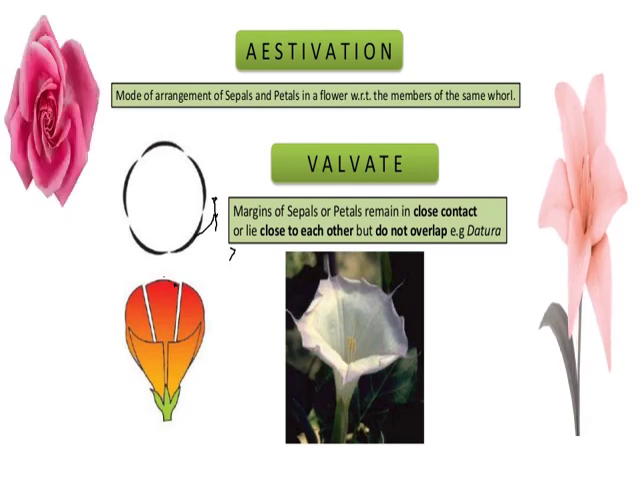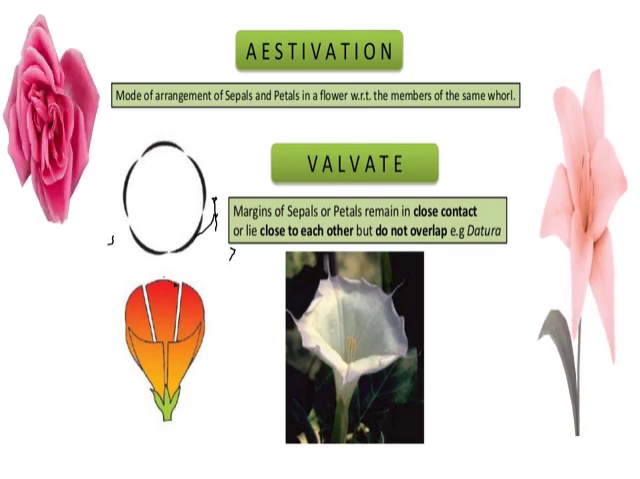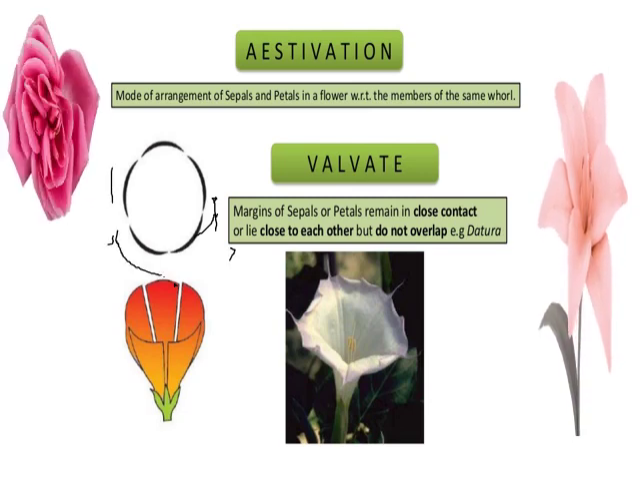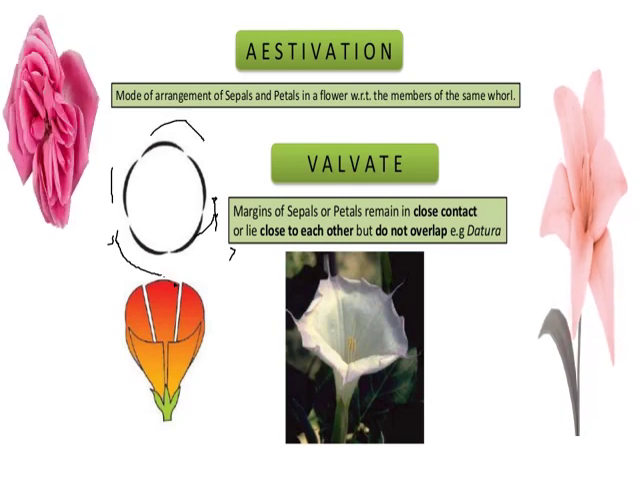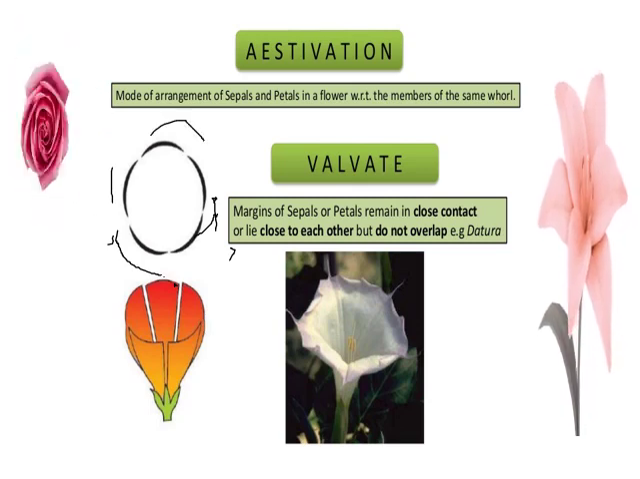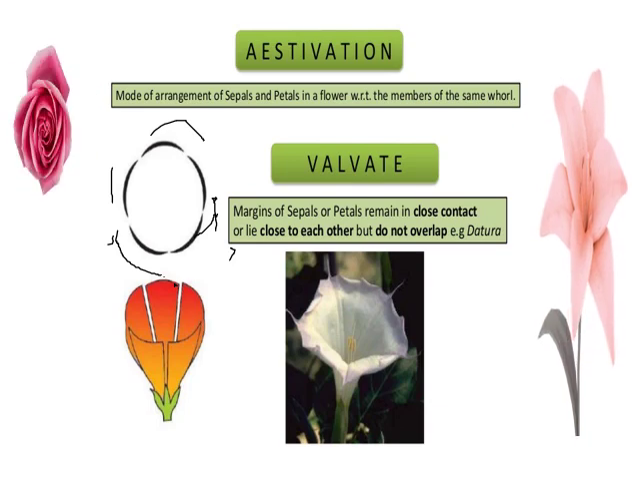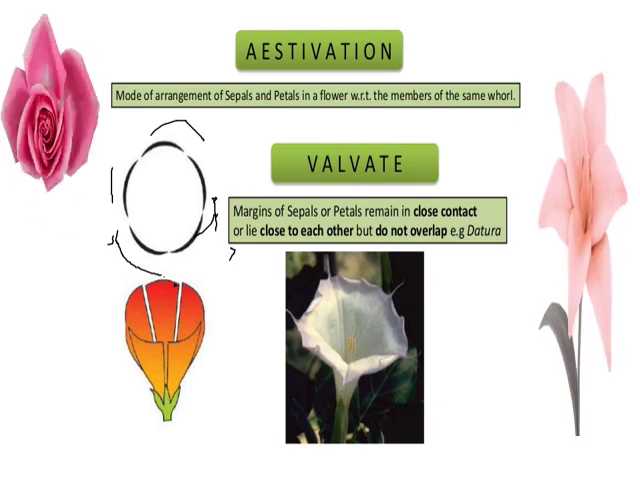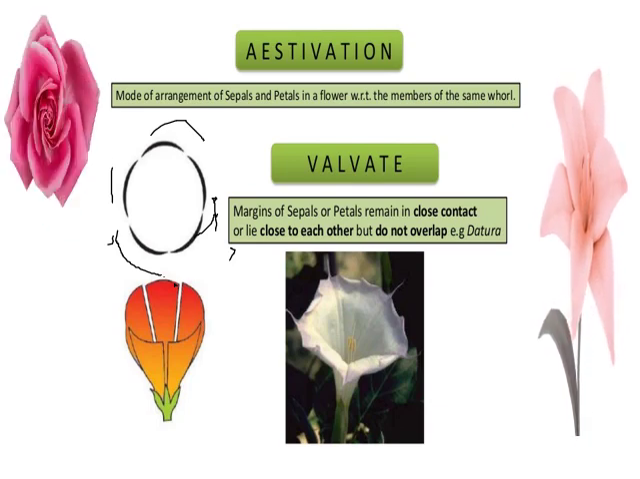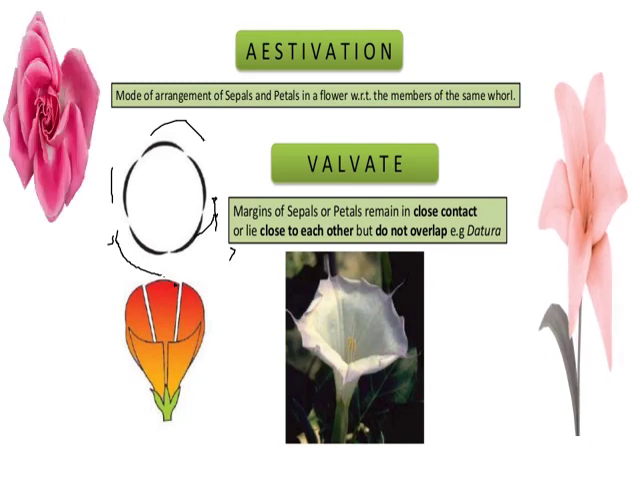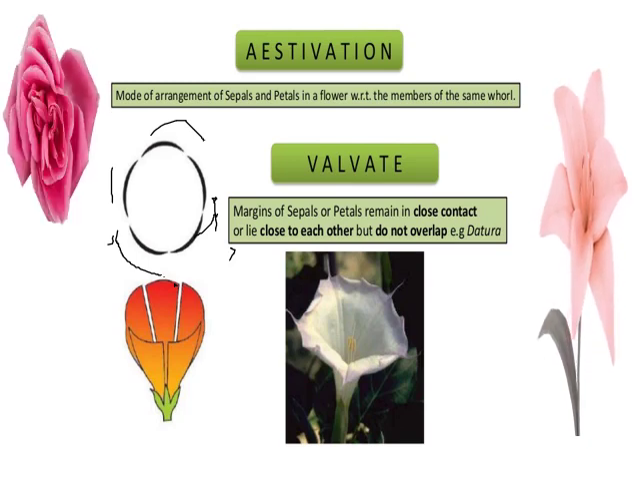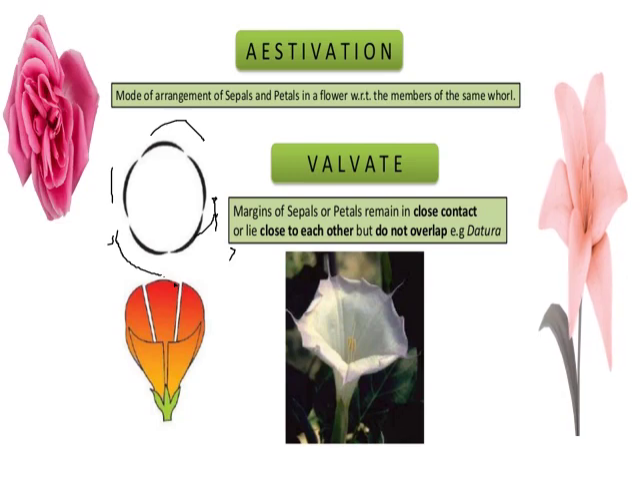So here all the sepals are close together, but they do not overlap or attach to each other. In such a condition, the arrangement of sepals and petals is referred to as valvate.